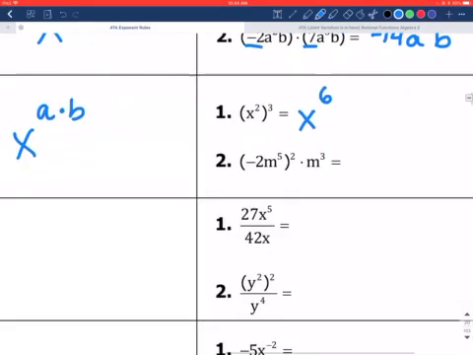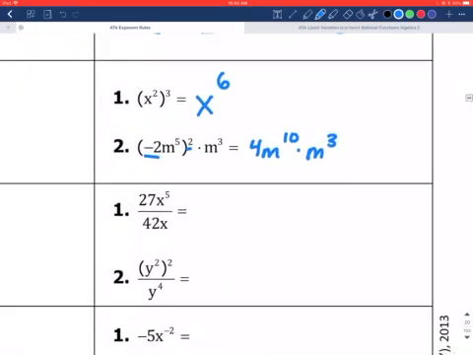The same thing here for number 2. Be very careful with this. That 2 is a power. So we're raising negative 2 to the 2nd power. That'll be positive 4. And then we're doing m to the 5th to the 2nd power, which will be m to the 10th. We take that and then multiply it, product rule, by m to the 3rd. So that will give us m to the 13th.